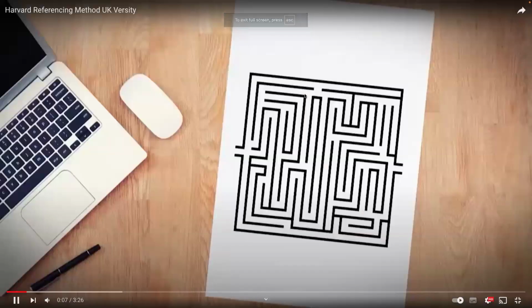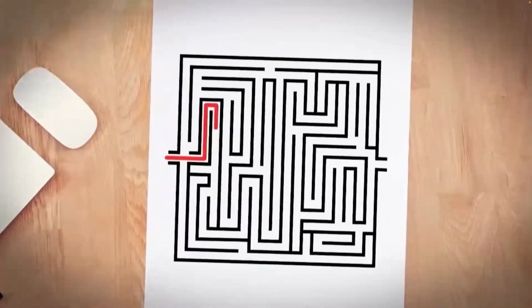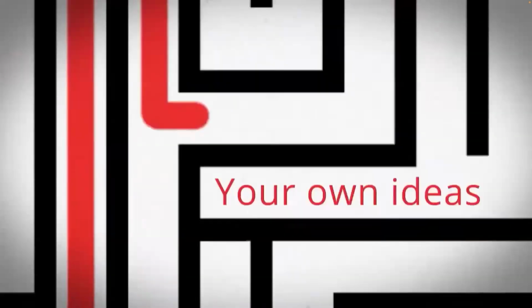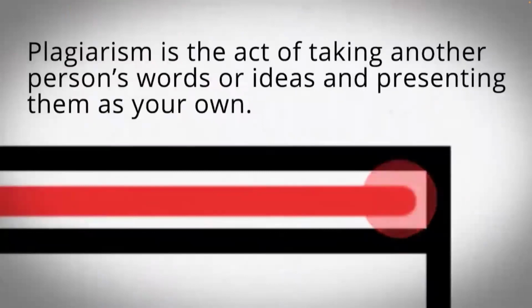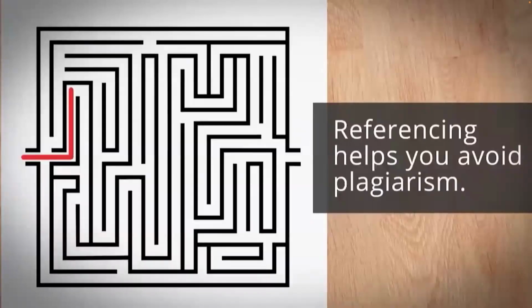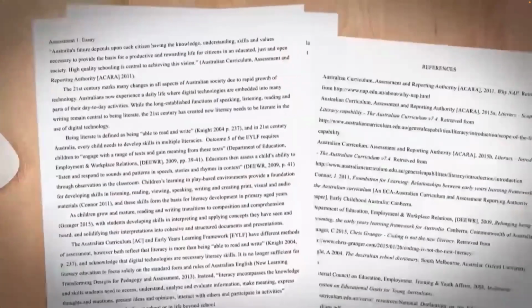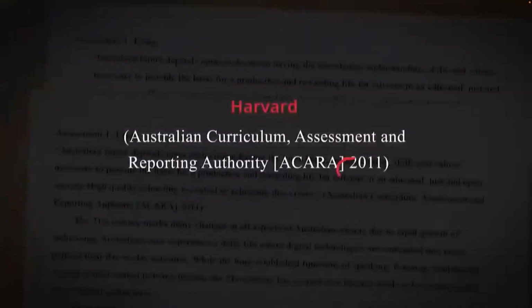Studying is not a straight path. It's more like a winding maze to finish university. To see you through, you'll need to study other people's ideas, words, and websites so you can form your own ideas. If you don't credit your source or present the ideas or words from another as your own, either intentionally or unintentionally, you may be guilty of plagiarism. Referencing helps you avoid plagiarism and is the only path to take to help you exit the maze and truly succeed in your studies. In this video, we'll show you how to properly reference using the Harvard referencing method.